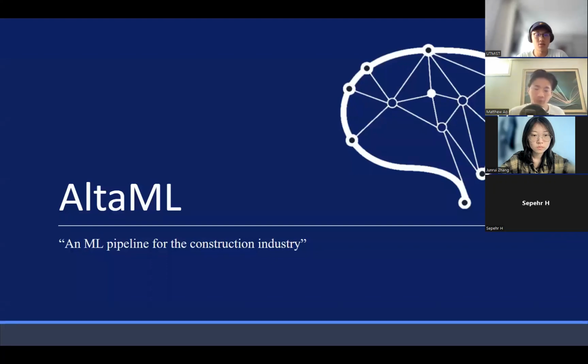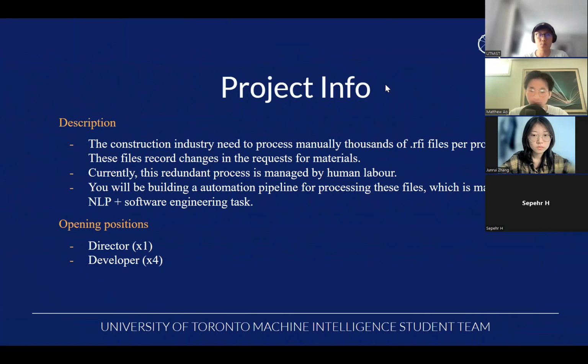All right, the second collab project will be with AltaML. And basically, you will be creating a pipeline for the construction industry. The directors and the developers that we're recruiting will be closely working with Doije from AltaML, and UTMIST will also be leading throughout the process.